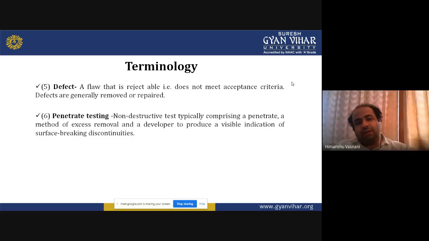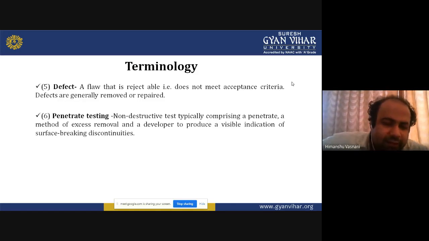Then defect: a flaw that is rejectable, that does not meet the acceptance criteria, that means it is a defect. So a defect should be removed or repaired. And I told you that, see, removing is normally avoided, repairing is generally practiced. Okay, if there is a defect, then they do not remove it, they try that it should be repaired.